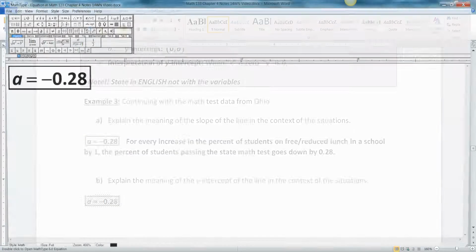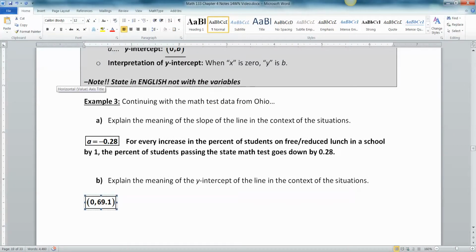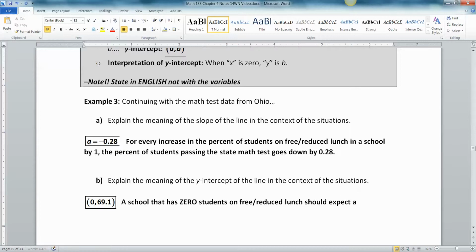Okay, so the Y-intercept is 0, B, and B was 69.1. Okay, it's a point, so you have to give it coordinates. Okay, so let's see, a school that has 0 students on free reduced lunch should expect a passing rate of 69.1% on the state math exam.